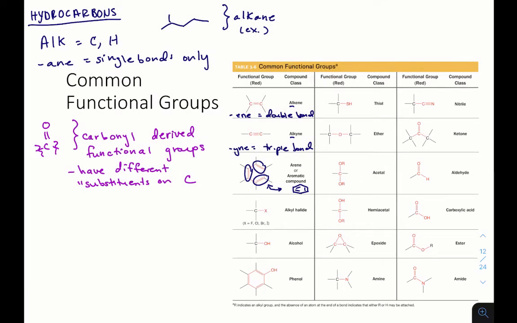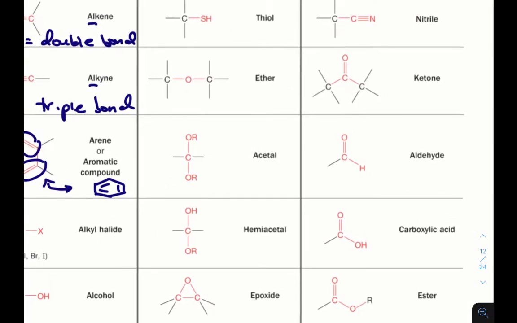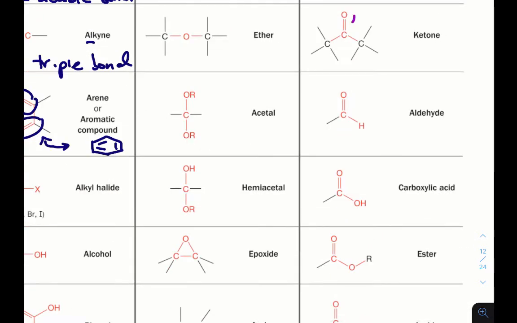What the exact functional group is depends on what is bonded to the carbon of the carbonyl group. The squiggly lines that you see here and here just mean that there's something on the other side bonded to that carbon. We just don't know what it is. Let's zoom in. For a ketone, you see the carbonyl, and there are two alkyl groups, two hydrocarbons bonded to each side of the carbonyl.